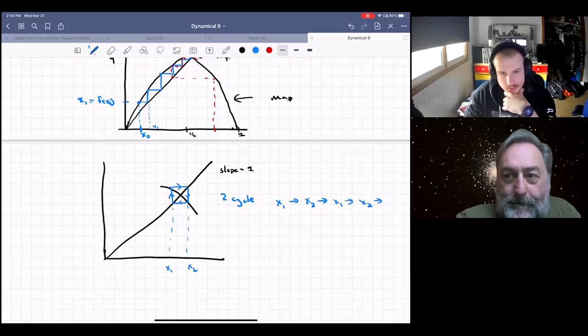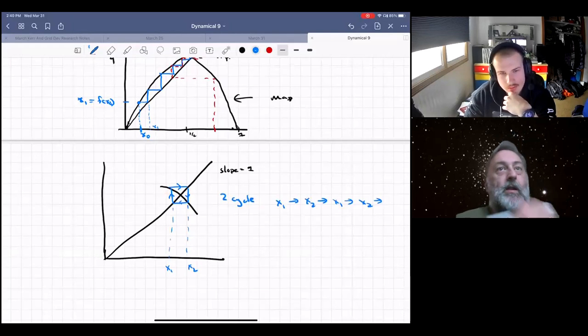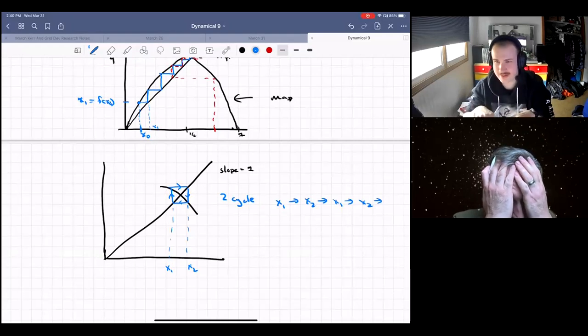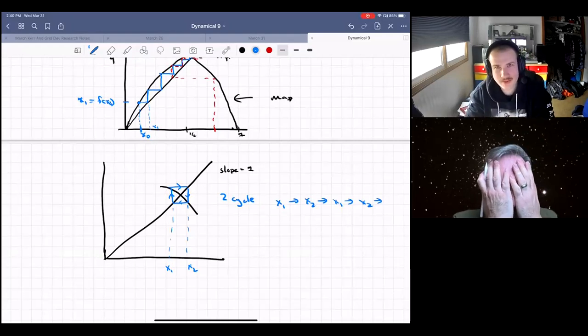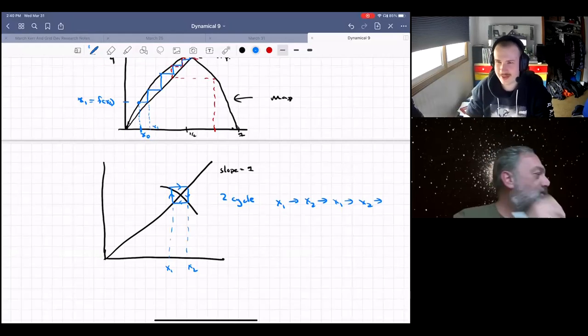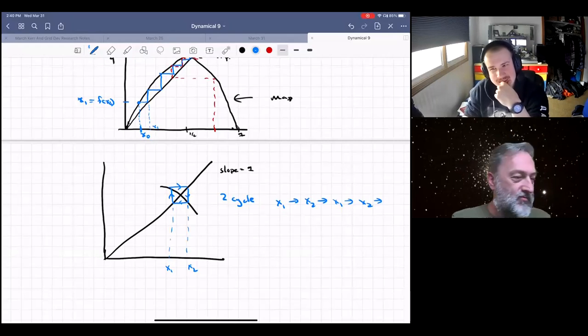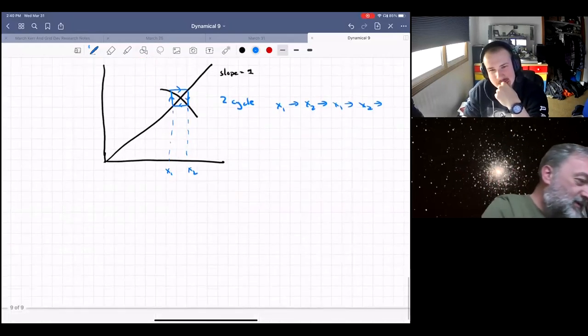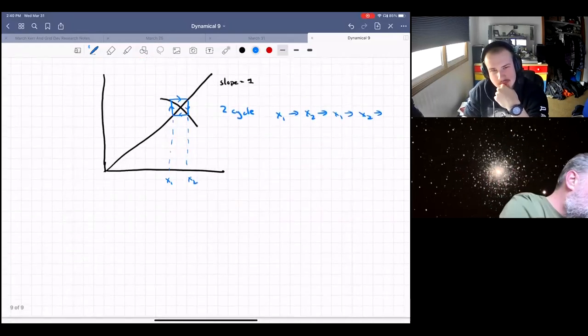Okay. What would a 3 cycle look like? Oh God, how do you draw a 3 cycle? Yeah, I'm thinking a square makes sense, right? But it would be some weird parallelogram thing? Let's see how you draw a 3 cycle for the logistic map.